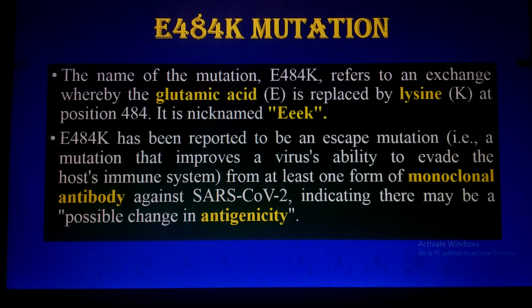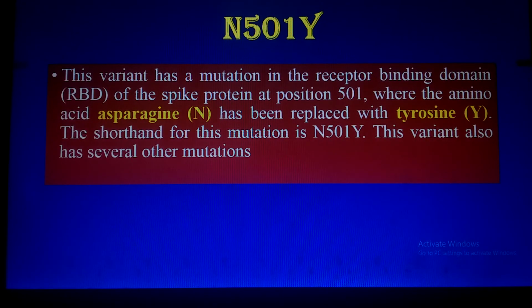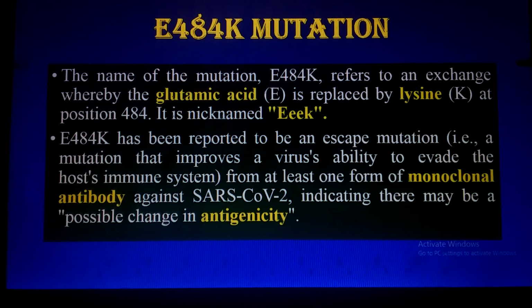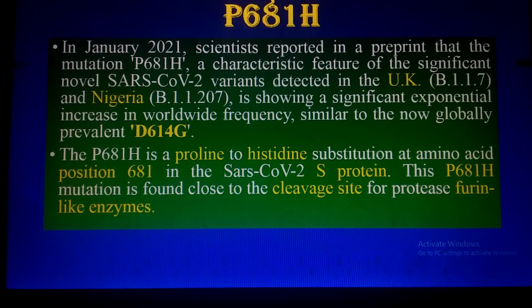E484K has been reported to be an escape mutation, that is a mutation that improves a virus's ability to evade the host immune system from at least one form of the monoclonal antibodies against SARS coronavirus 2, indicating there may be a possible change in the antigenicity. Is it clear? Now first you learnt about N501Y, and now about the E484K mutation.